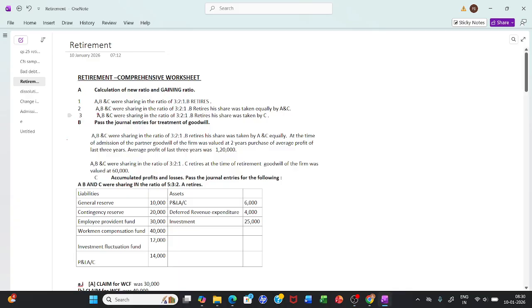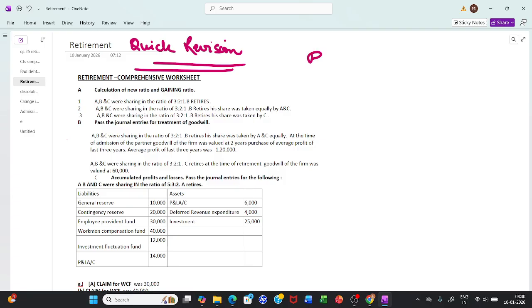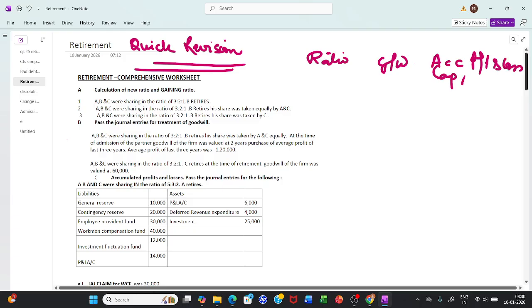Now, this is the retirement quick revision series. Before the exam, how can you quickly revise everything relating to retirement in a short time? Here, again like admission, we need to take care of ratio, goodwill, accumulated profit and loss, and then capital adjustment. So let's look at the first thing, which is ratio.